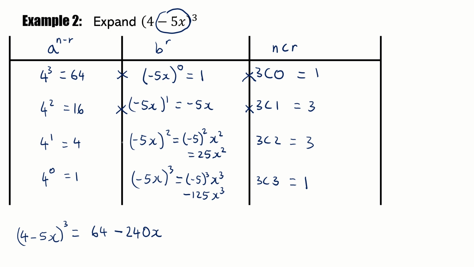We've got 4 now multiplied by positive 25x squared times positive 3. So we're going to get a positive 300x squared from doing that. And then lastly, we're going to have 1 times negative 125x cubed times 1. So that's minus 125x cubed on the end. So there you go. That's the answer to the second example.